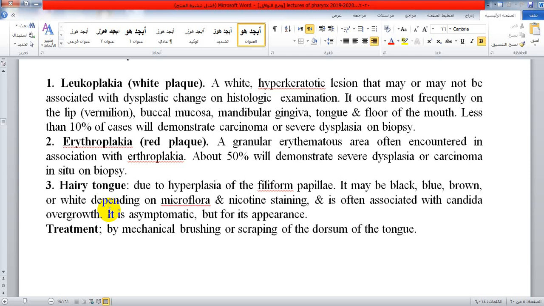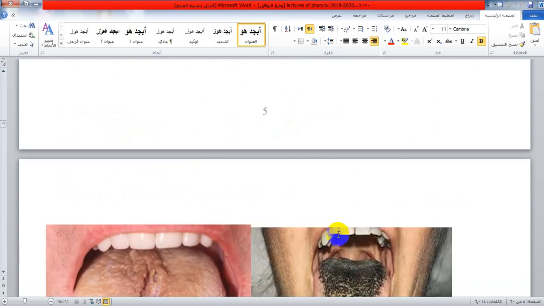The third one is the hairy tongue. It is due to hyperplasia of filiform papillae. It may be black, blue, brown, or white depending on microflora and nicotine staining, and it is often associated with candida overgrowth. It is asymptomatic, but for its appearance. Treatment is by mechanical brushing or scraping of the dorsum of the tongue.